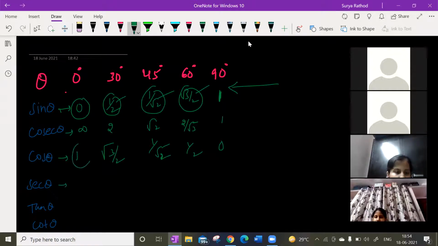Now secant theta is what? 1 by 1 is 1. Reciprocal of this is 2 by root 3. Reciprocal of this is root 2. Reciprocal of this is 2. 1 by 0 is infinite. So the same follows with this thing.